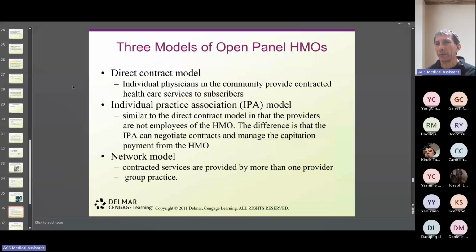So we have three models of open panel HMOs. Now, again, this is part of the curriculum, not that you will be asked, but it's for you to understand how the medical doctors, the hospitals, the organizations get reimbursed. Why some of them get paid, you as an insured pay less for insurance or pay nothing, versus other insurances that are so expensive. Why is it that I need a referral? Why is it that I need the pre-approval and others do not?